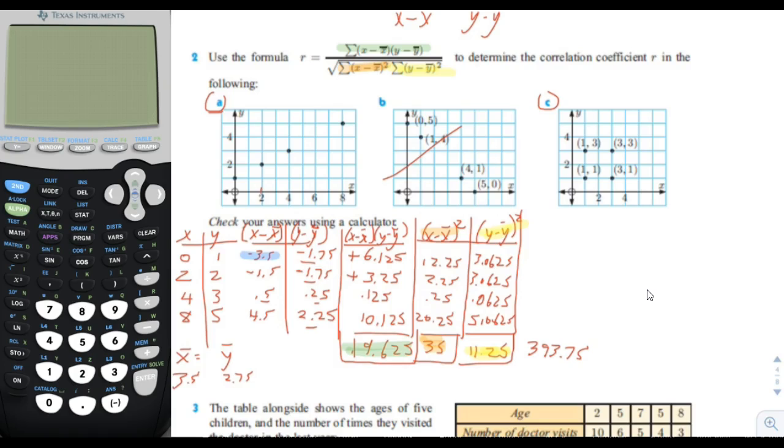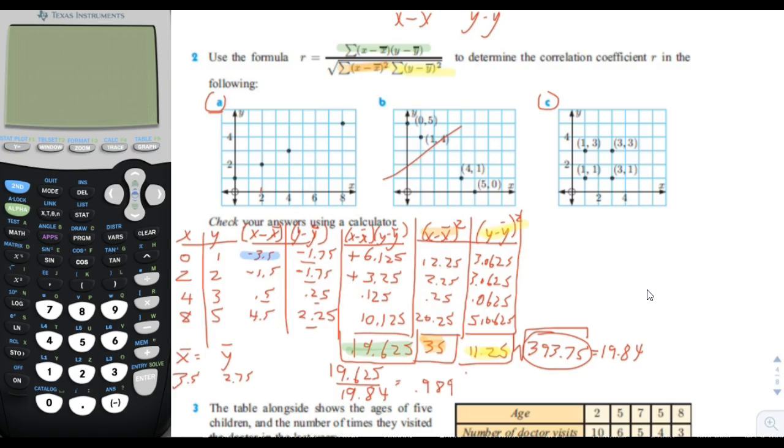And that's the yellow times the orange. And then I'm going to square root it, and I'm going to get 19.84. So the answer to the R value is going to be the green, which is 19.625, divided by 19.84, which is pretty good, meaning it's a number that is close to 1. It's 0.989.